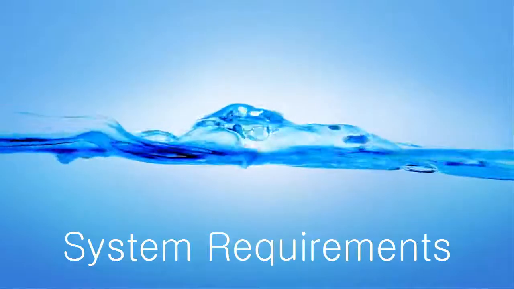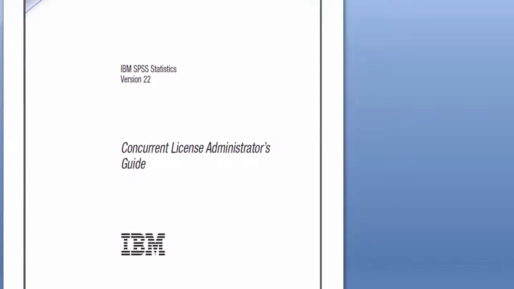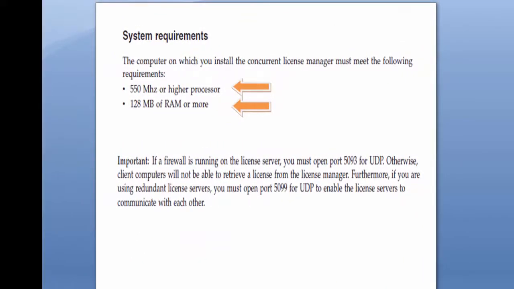System requirements. Before attempting to install IBM SPSS Concurrent Licensing Tools 8.5, please make a note of the system requirements found in the Concurrent License Administrator's Guide. The installation of this application requires a processor speed of 550 MHz and 120 MB of RAM, preferably more. In addition, please note that if a firewall is running on this license server, you must open port 5093 so clients are able to retrieve licenses. Port 5099 must be opened when using redundant licensing.